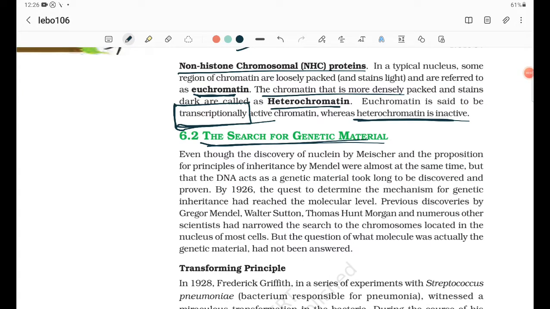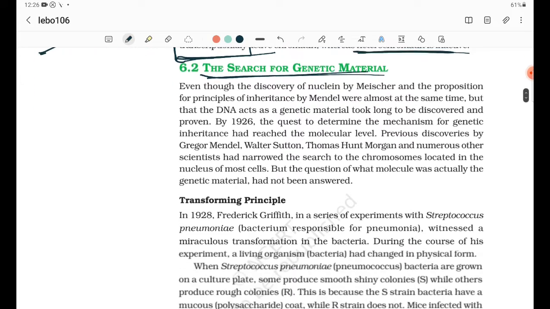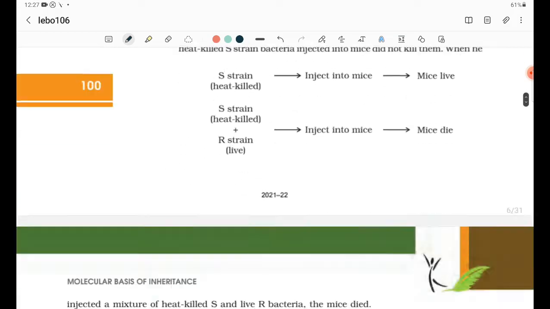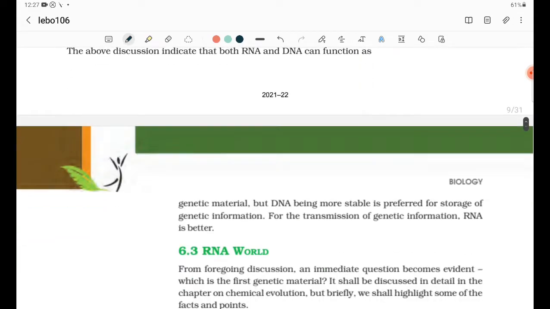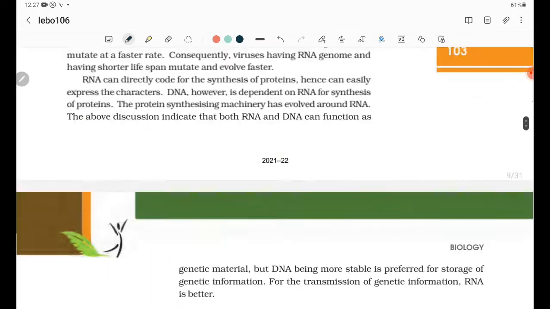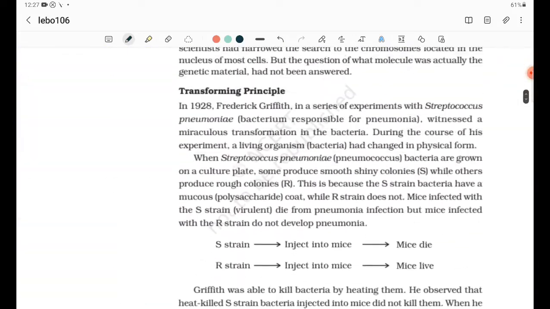So I am starting the class part 2, and in this class part we are going to study the search of genetic material and the rest of the portions, including, let us check what is there after this, the RNA world. Okay, so these are the two parts we are doing, the search of genetic material.